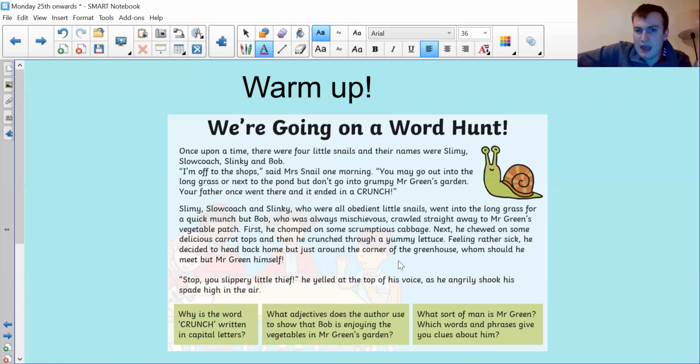And then what sort of man is Mr. Green? So the one that really sticks out here is grumpy Mr. Green. So we can tell he's a grumpy man. And then at the end, when he spots him, he's angrily shaking his spade. So we can tell he's angry. So grumpy or angry were the ones they were looking for there.